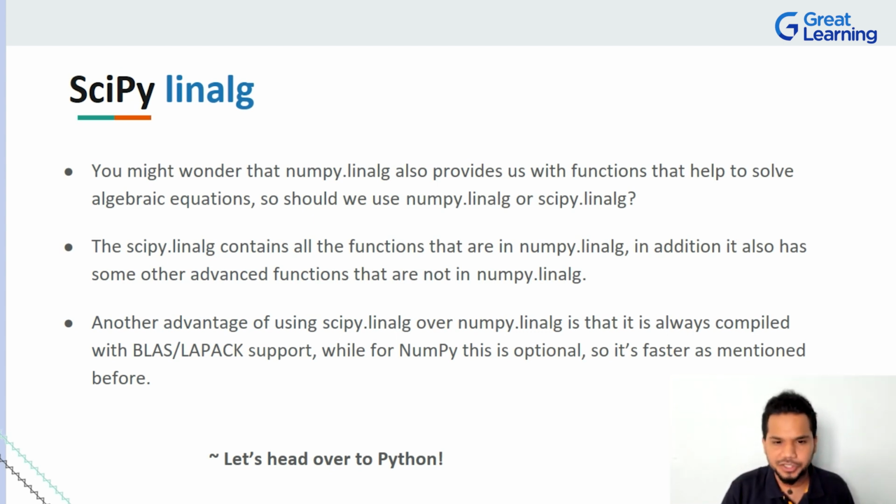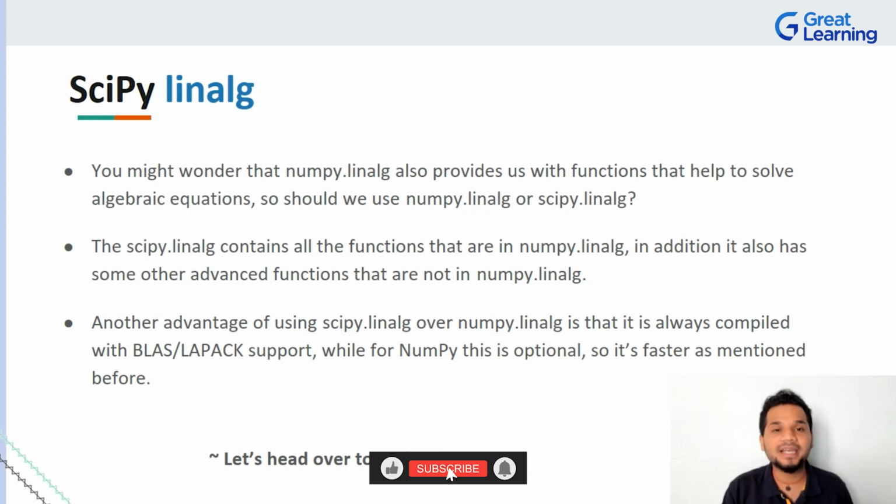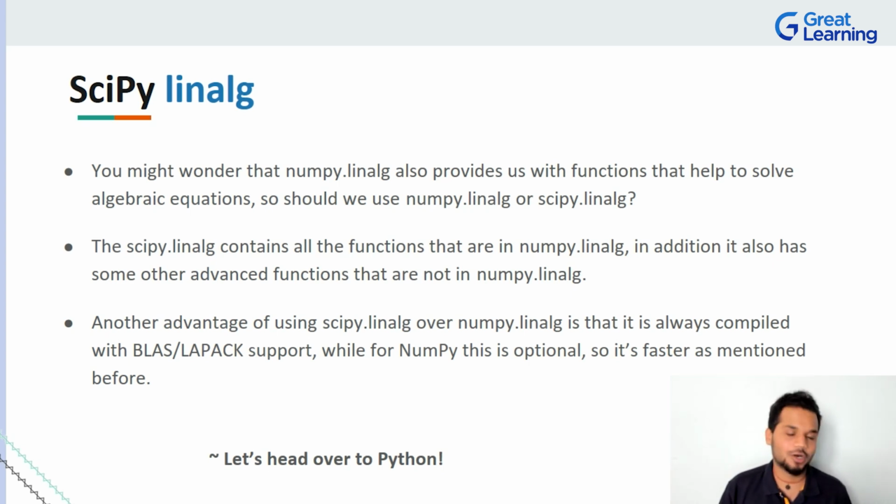There's another advantage here. The other advantage of using SciPy.Linalg over NumPy.Linalg is the fact that it will always be compiled ready with BLAS or LAPACK support, while for NumPy, it still is supported, but it is optional. It doesn't come as a standard entity that you can go about using. So the speed at which your equations will get solved is way faster with SciPy.Linalg rather than NumPy.Linalg, right?